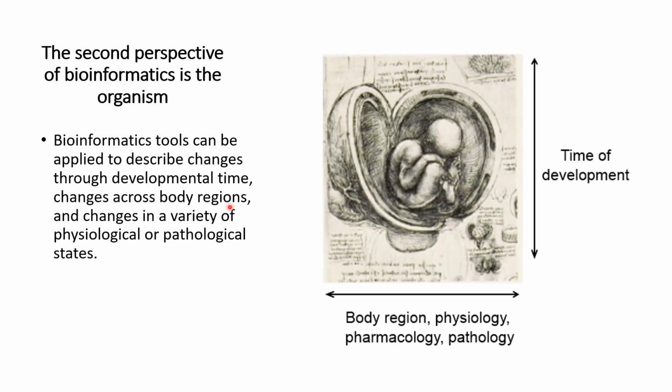Now, let's look at the second perspective. The second perspective of bioinformatics is the organism. Bioinformatics tools can be applied to describe changes through developmental time, changes across the body regions, changes in a variety of physiological or pathological states. So for example, diseased versus normal. We can use bioinformatics information, particularly the RNA expression information, in knowing if we have a disease or what could be prognostic markers for diseases.